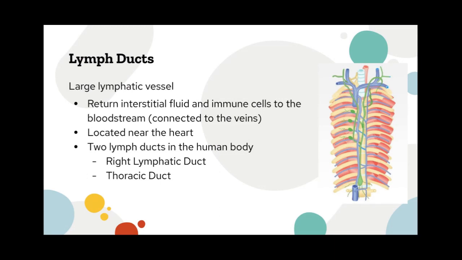The lymph ducts are especially large lymphatic vessels, located just above the human heart. Their purpose is to return interstitial fluid and immune cells to the bloodstream, as the lymph ducts are directly connected to the veins. There are two lymph ducts in the human body, the right lymphatic duct and the thoracic duct. Each drains lymph fluid from separate regions of the body.